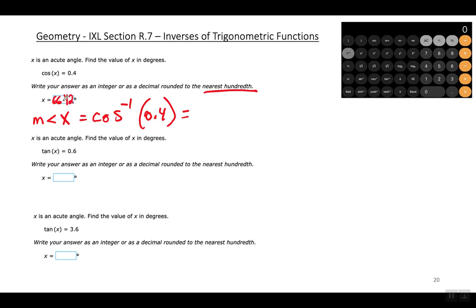I'll do one more, and then I'll move on to the other ones, because these are kind of easy. The next one says tangent of x equals 0.6. Enter 0.6 in your calculator, and then hit the inverse of tangent button, and you get 30.96. Let me do a few more. 3.6, inverse of tangent button, and you get 74.48.